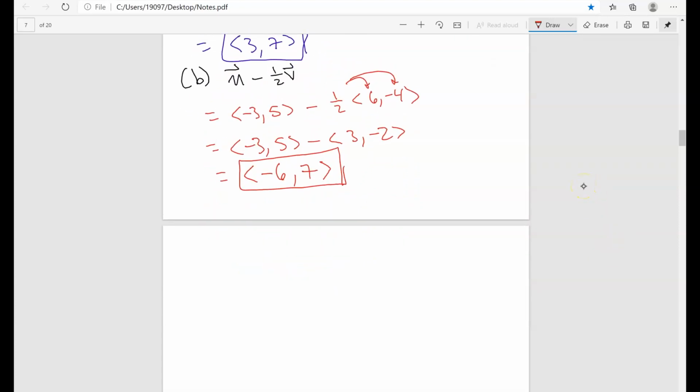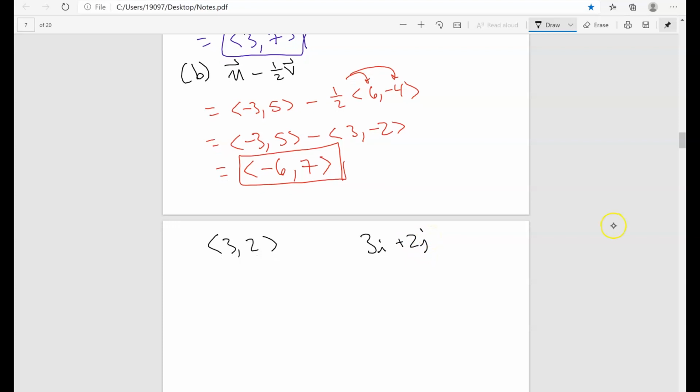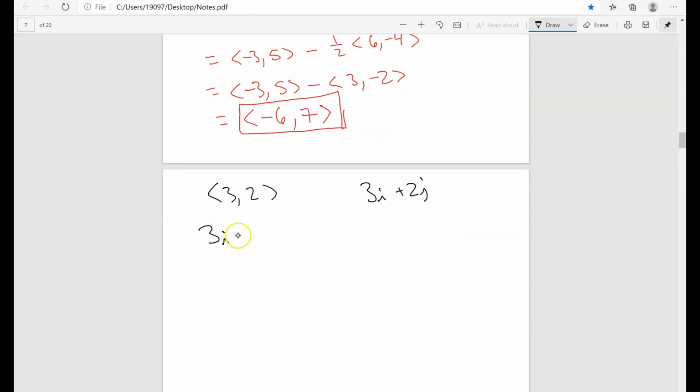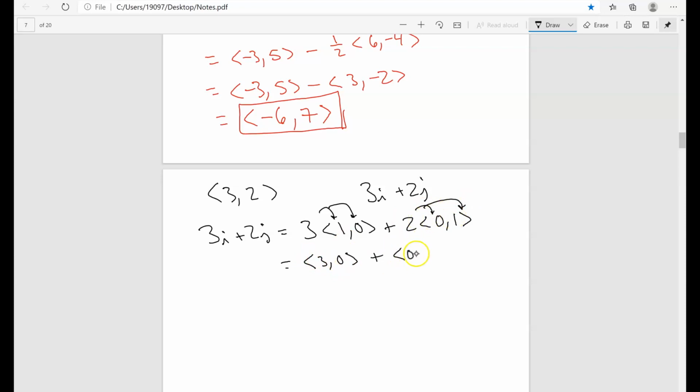So one other thing that I want to look at is that remember when I had 3, 2, in IJ form it was this. So now that we have those properties, let's show that this is actually going to be the component form. Remember that i is just equal to 1, 0, and j is just equal to 0, 1. So when I distribute this, you get 3, 0, and then distributing this, you get 0, 2. And when you add them, you get 3 and then 2. So you still get the component back.